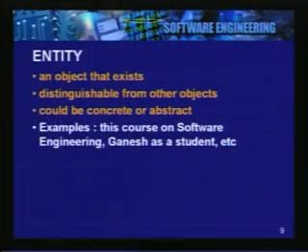Another example is Ganesh. Ganesh is a student. Now Ganesh is an object. It exists in the environment of, let us say, the university we are trying to model. We can distinguish it from other students because Ganesh is only one such object and it is also physical in this case. So a course may be an abstract entity, but Ganesh is obviously a physical or concrete entity. So an entity is something which exists in the real world, in the application environment which we are modeling.